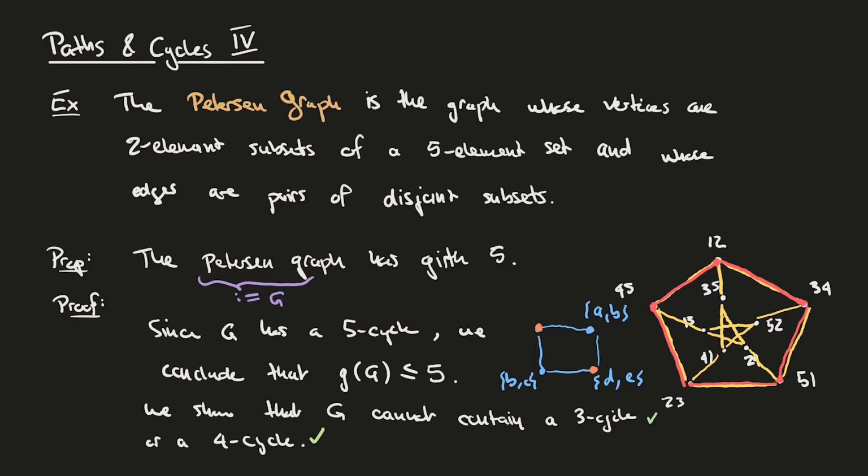Hence, from the fact that G can't contain a 3 or a 4-cycle, it follows that the girth of G has to be greater than or equal to 5. And now we have both inequalities, and from this it follows that the girth of G is 5, as we wanted to prove.